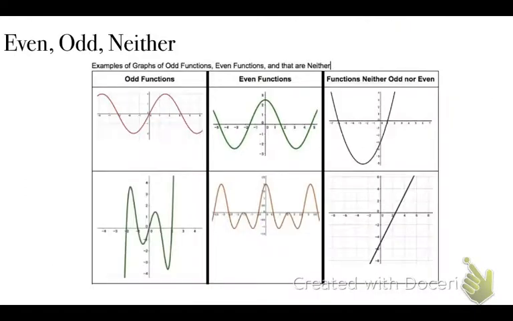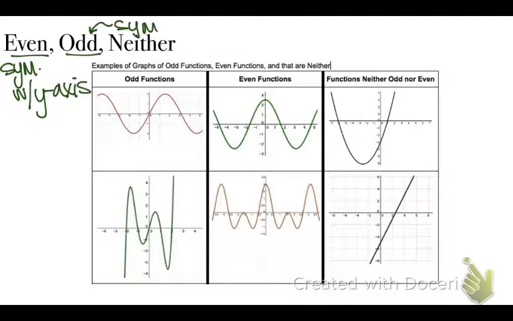Even, odd, or neither. So even means it is symmetric with the y-axis. So even is symmetric with the y-axis. Odd is symmetric with the origin.